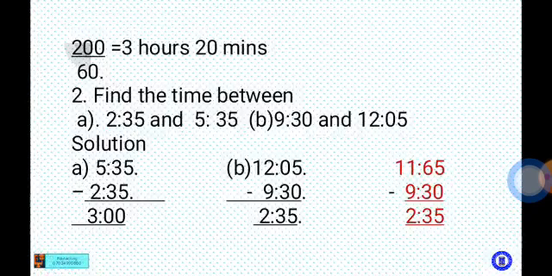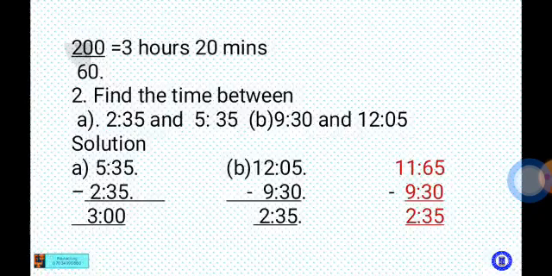Now example number 2 says, find the time between A, 2:35 and 5:35. B, 9:30 and 12:05. Now solution A: when we talk about time between, it means we subtract to know the time between the two times given to us. So 5:35 minus 2:35. 35 minutes minus 35 minutes gives us what? 0 minutes. Then 5 hours minus 2 hours gives us what? 3 hours. So the time between 5:35 and 2:35 is 3 hours.